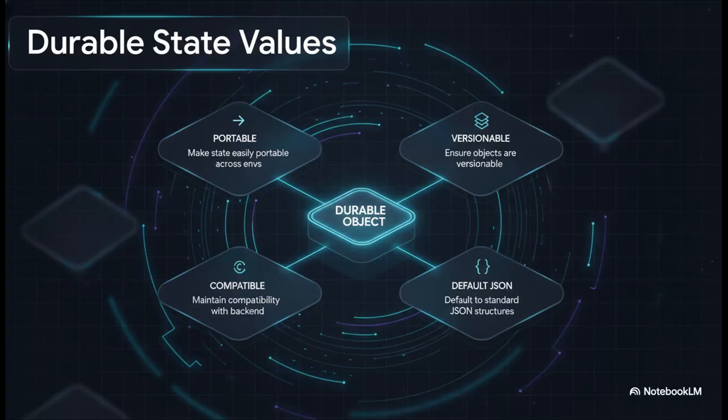You really have to design state values that are durable. Make them easily portable across environments. Ensure they are versionable because, let's face it, your schemas are going to migrate eventually. The golden rule here: default to standard JSON-serializable structures whenever you can. Build it so that when your app inevitably evolves, your persistence layer doesn't shatter.